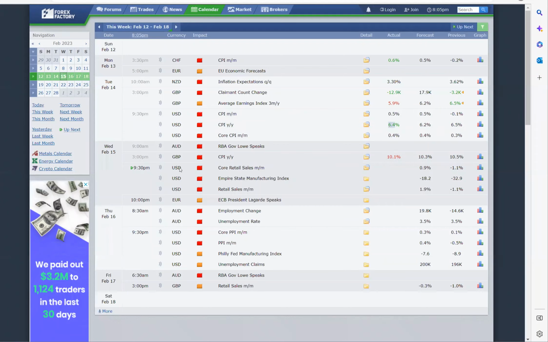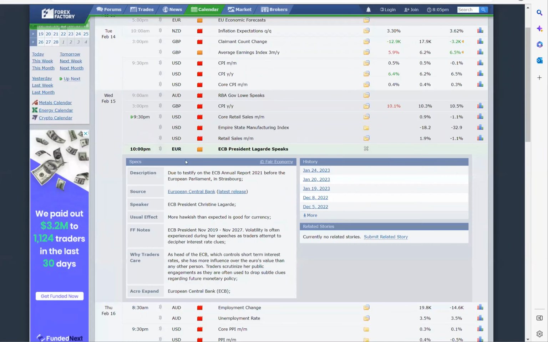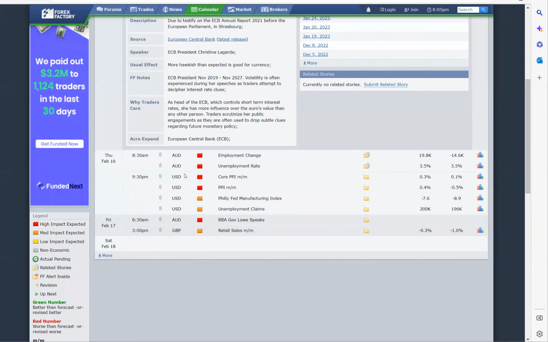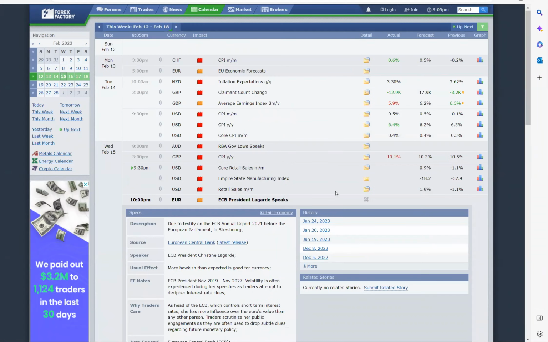Coming up tonight, we also have core retail sales data, which would measure whether there is resilience in the economy despite rising price pressures. There's also ECB President Lagarde's speech. Other key data would be Aussie's employment data, so mainly jobs data as well as retail sales data for pound. These are the key ones to watch. For today, the main ones would involve the dollar, so we'll be taking a look at the dollar index.